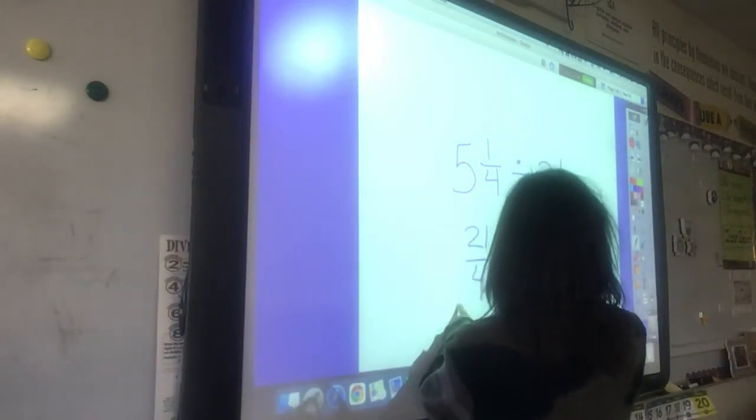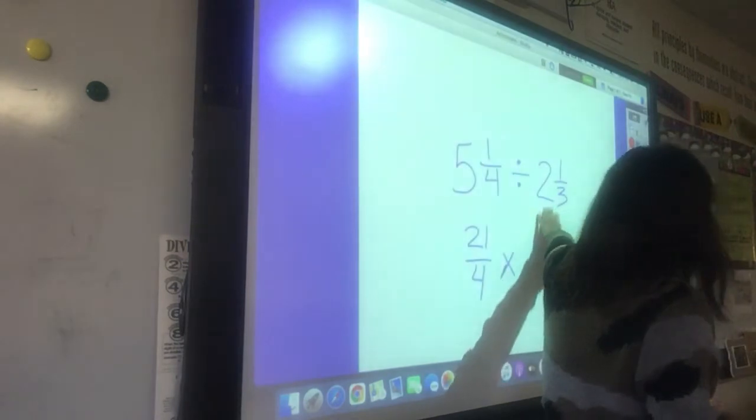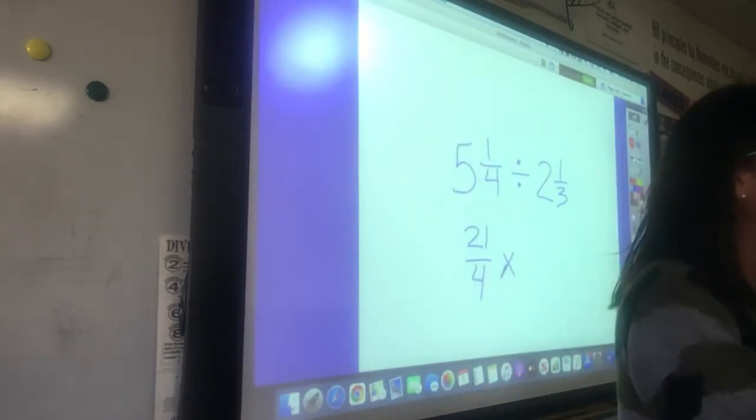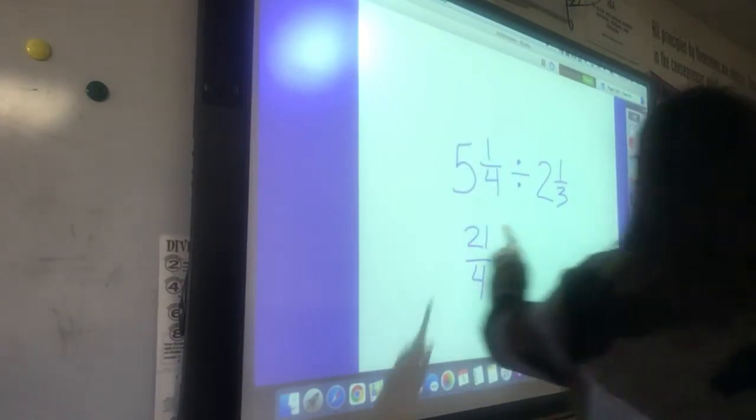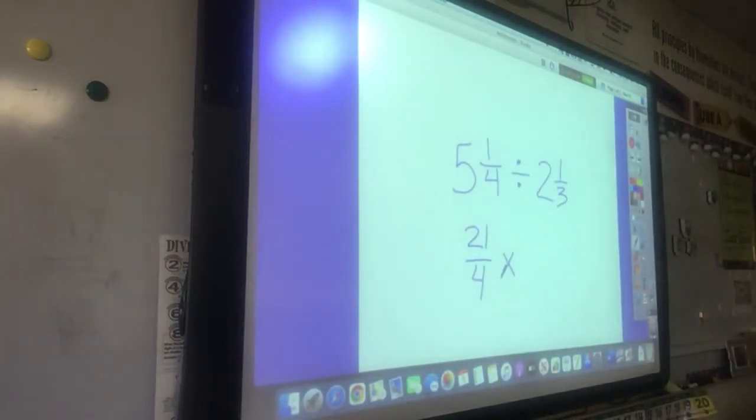Okay, so we're gonna keep, we're gonna change, and this is where a lot of times I see a mistake. You've gotta change that to improper, but then you have to do what? Flip it. You've gotta keep, change, and that's gotta be flipped. So we need that changed to an improper fraction, but then we need it flipped. So what would that be flipped? Again, that's why, because when you change it to improper, you forget, oh, I've still gotta flip it, and that's one of the biggest mistakes.